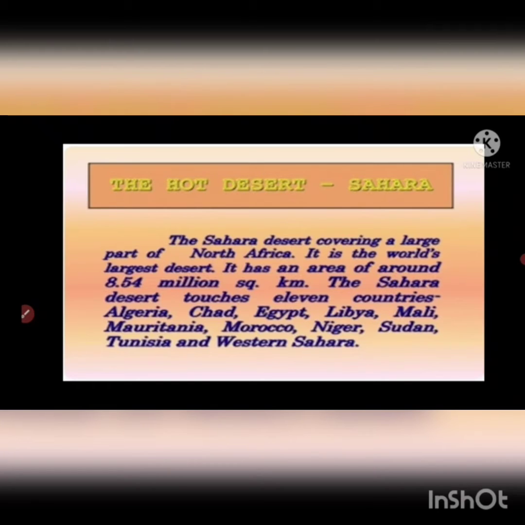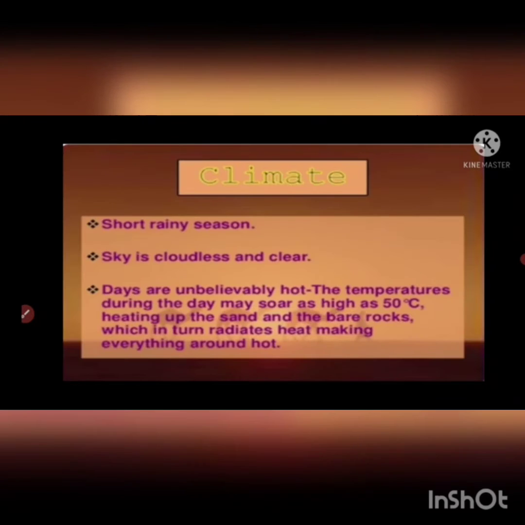The nights may be freezing cold with temperatures near 0 degrees. This is a very interesting feature of the Sahara Desert, that at night the temperature goes to about 0 degrees and nights are freezing cold. Now climate. Short rainy season, sky is cloudless and clear.